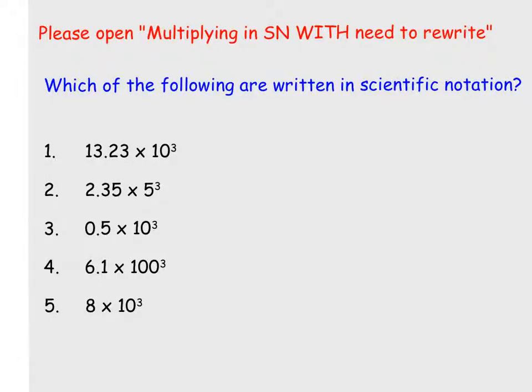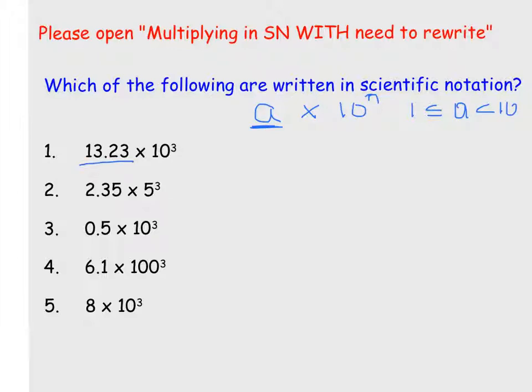Hey everyone, today we're going to be talking about multiplying like we have been, but this time you may need to rewrite them. All the problems we did in the last lesson, when you finished multiplying, they were already in scientific notation. Now they might not be, so we need to figure out how we can tell if they're written in scientific notation. Remember that when it's written in scientific notation, it's going to look like a number times a power of 10. This number needs to be at least 1, but less than 10. So that's what we're going to look for.